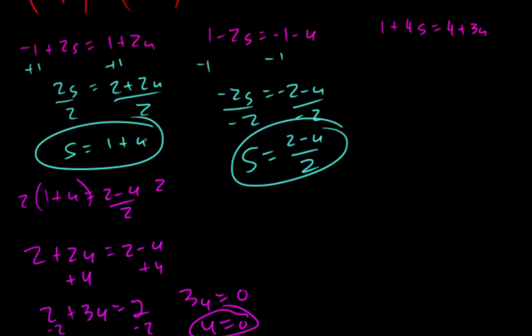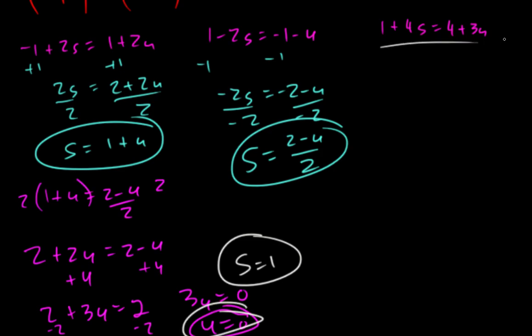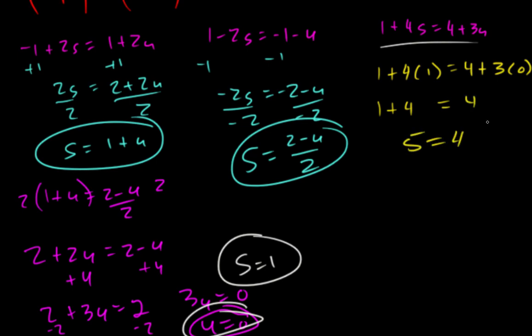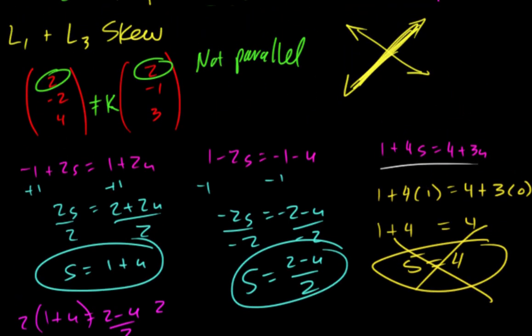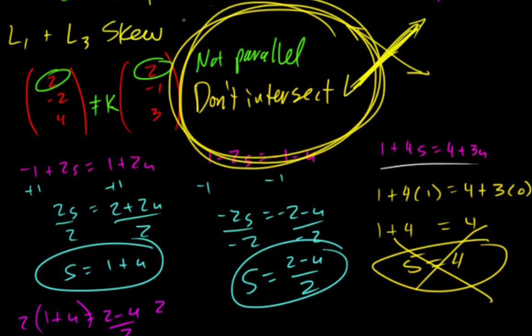And then if we plug that in here, we can see that s is equal to 1. Okay, we test it over here. And so we get 1 plus 4 times 1 equals 4 plus 3 times 0. And 1 plus 4 equals 4, 5 equals 4, which is obviously false, so this is not a valid solution, so that proves that they don't intersect. And that's the two criteria for skew, and so we know those are skew.